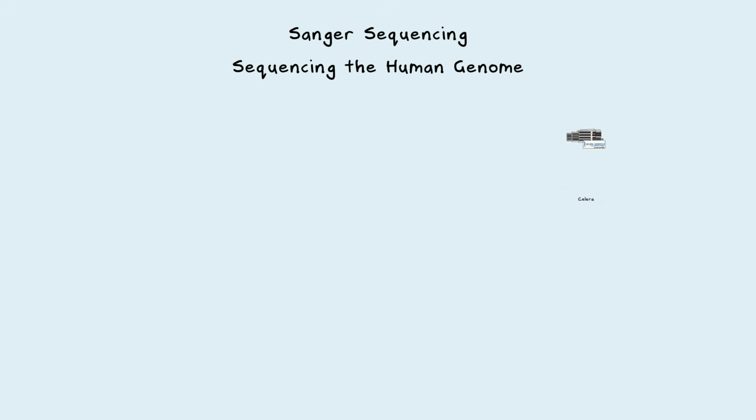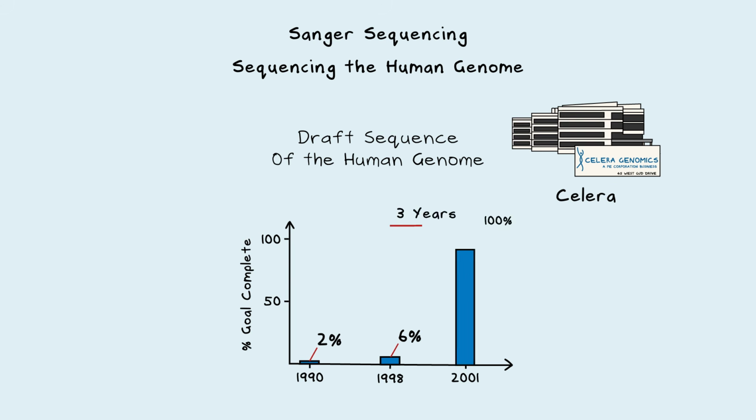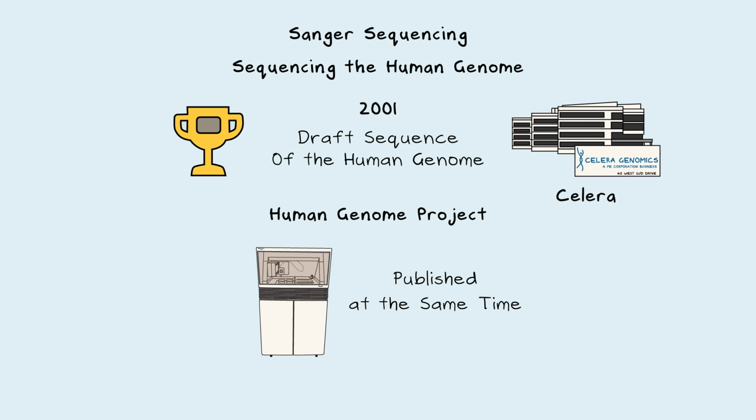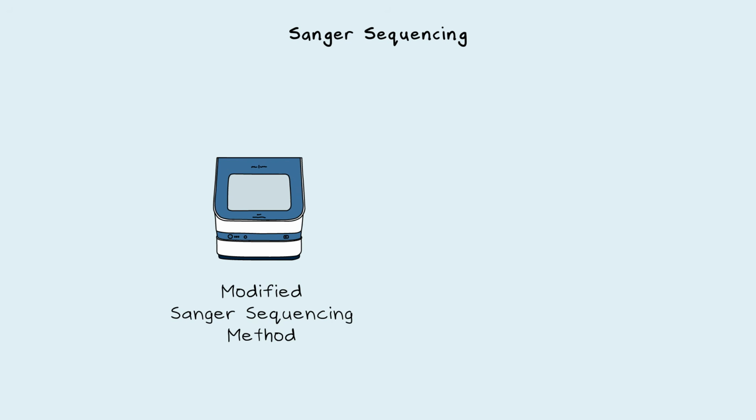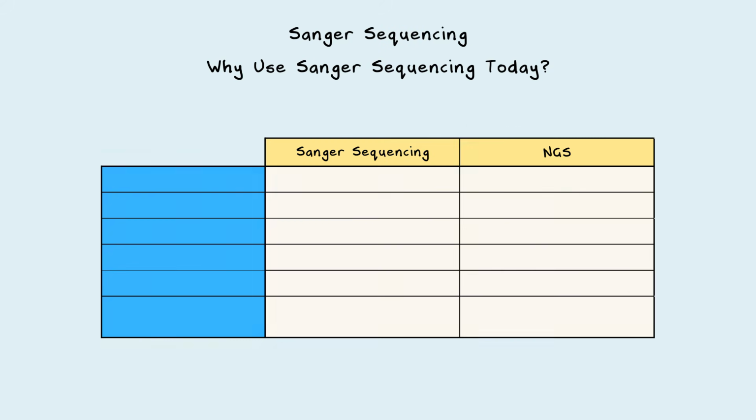With this new technology, Celera produced a draft sequence of the human genome in 3 years, publishing their results in 2001. The Human Genome Project, also aided by the ABI PRISM 3700, published its draft genome at the same time in 2001. This modified Sanger sequencing method is still used today. But why, when there are newer technologies like next-generation sequencing? Let's look at how they compare.